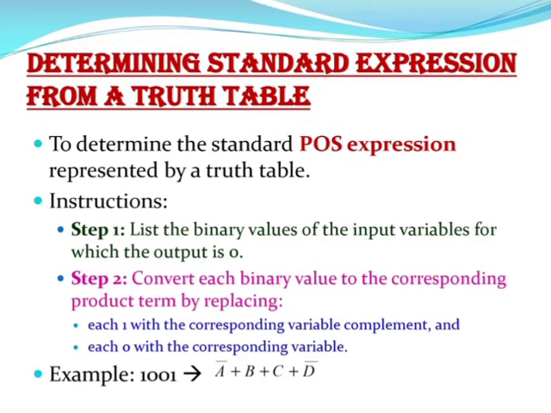Now, determining the standard POS expression represented by a truth table. Instructions: Step 1, list the binary values of the input variables for which the output is 0. Step 2, convert each binary value to the corresponding sum term by replacing each 1 with the corresponding variable complement and each 0 with the corresponding variable. For example, 1001 is A bar plus B plus C plus D bar.